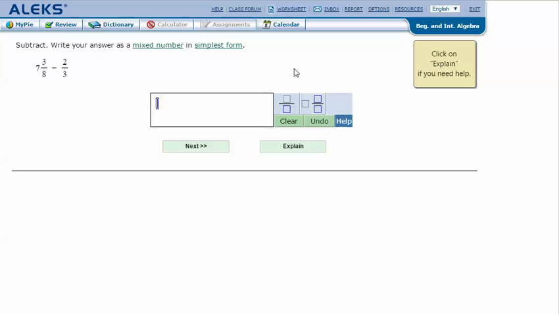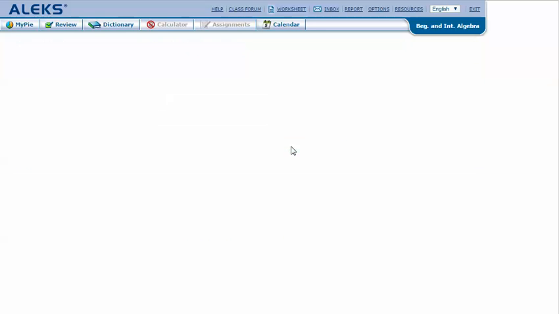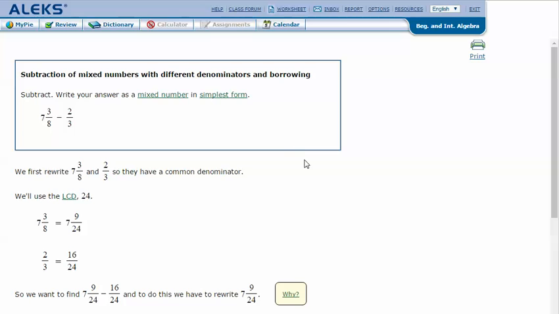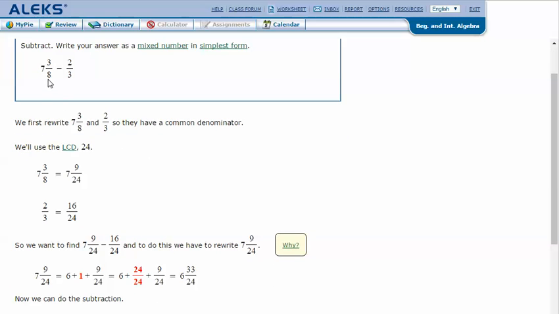Subtract. Write your answer as a mixed number in simplest form. Let's click Explain. 7 3/8 minus 2/3. Well, we have eighths and thirds, and we can't subtract because we have different denominators. So first, we need to rewrite these so they have a common denominator.